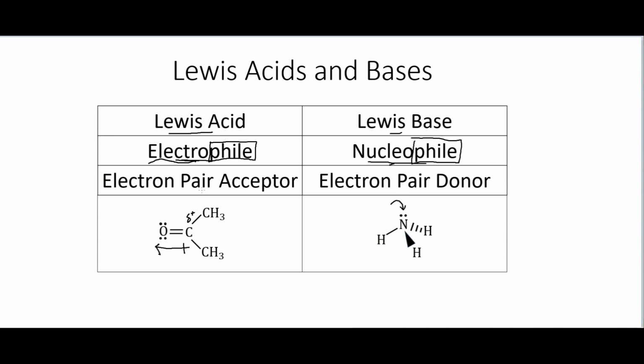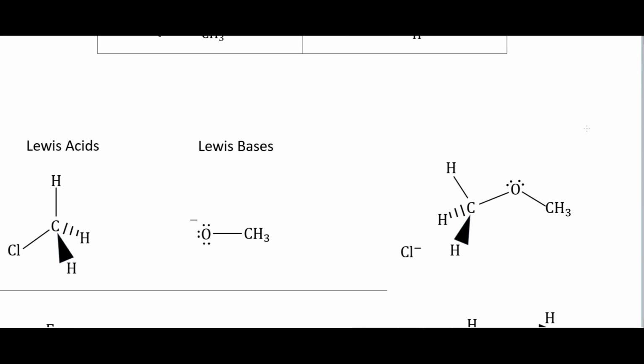It loves electrons. Another thing you'll often hear these referred to as is electron pair acceptor and electron pair donor. Like I said, the Lewis base, the nucleophile, is always going to have this electron pair right here, and it wants to donate that. So it wants to go towards a nucleus and donate its electron pair to that nucleus. That's what Lewis acids and Lewis bases are. So let's look at a few examples here.